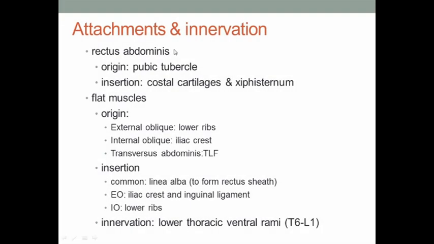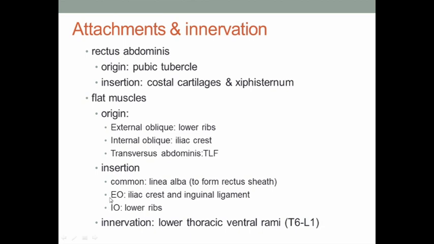You'll remember that most muscles of the vertebral column have their origin inferiorly, and that's true of rectus abdominis. Its origin is on the anterior pelvis, the pubic tubercle, and its insertions on the anterior rib cage, the costal cartilages and lower sternum. For the flat muscles, they have a common insertion, the linea alba, which is anteriorly on the abdominal wall. So that means the other attachment is the origin. This means for external oblique, its origin being the lower ribs is actually superior to the insertion, so it's an exception to the rule. Internal oblique originates from the iliac crest, and transversus abdominis largely from the thoracolumbar fascia.